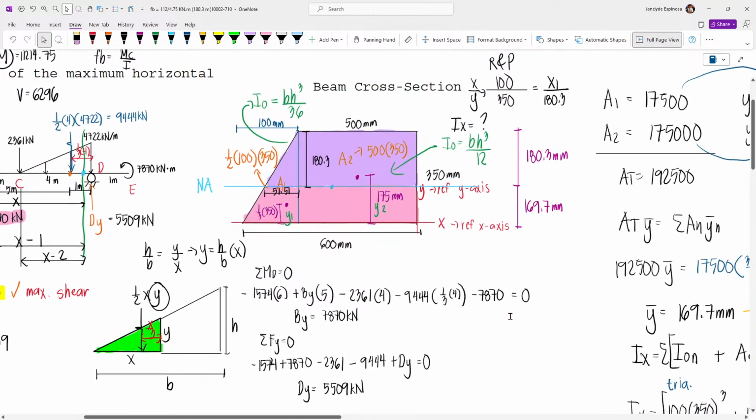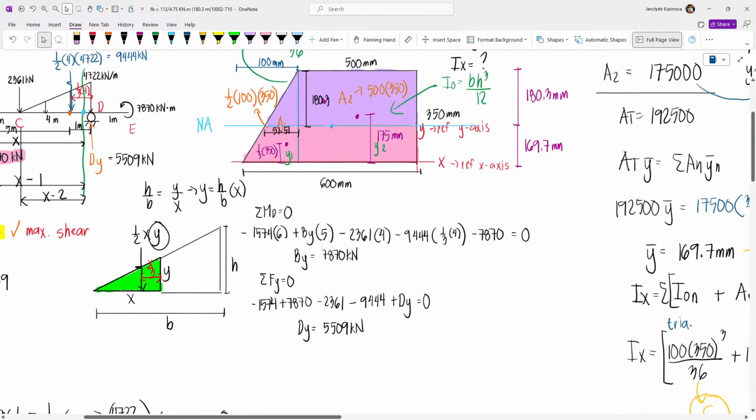For the two areas, the shape is a trapezoid, so we can use the trapezoidal formula for this trapezoid and also this one. Let's label the purple area as the top. The formula for a trapezoid is (a plus b) over 2 multiplied by h, where a and b are the parallel sides.